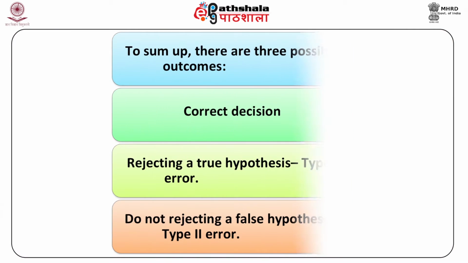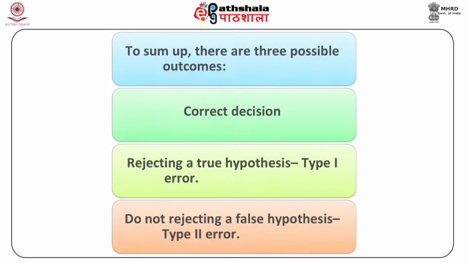The researcher has the liberty to settle the risk of type 1 error and accordingly look up the critical value, which means you can fix this type 1 error probability at 5%, 1%, or 10%, depending upon our objective function. To sum up, there are three possible outcomes. One is the correct decision. Second is rejecting a true hypothesis, which is known as type 1 error. And the third is not rejecting a false hypothesis, which I am sure all of you know we have defined as type 2 error.